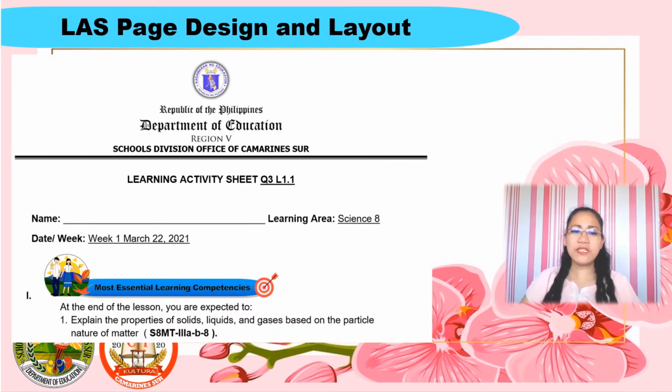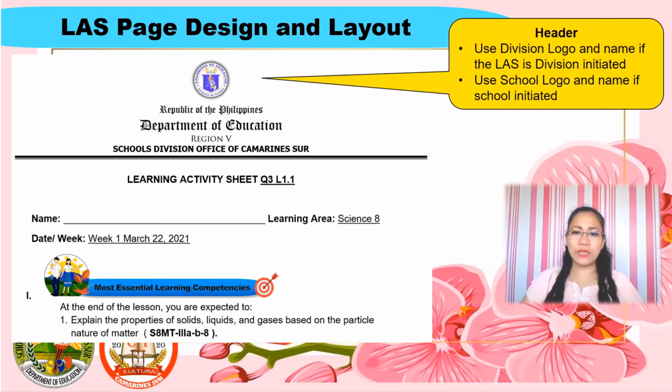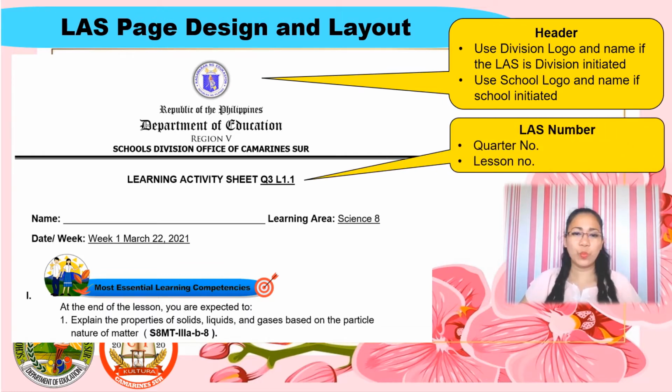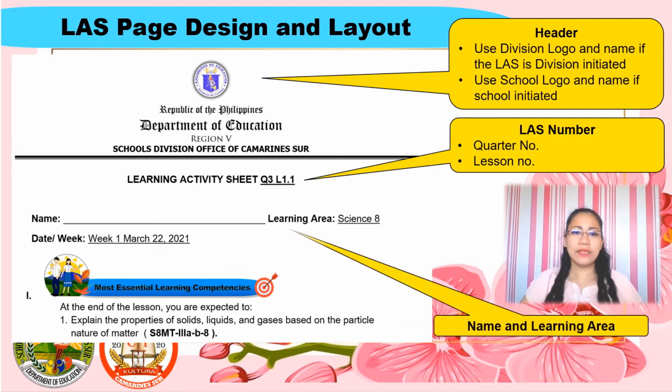This is the page design and layout of the learning activity sheets. For the header, use division logo and name if the LAS is division initiated. If not, use school logo and name. On the title of the LAS, indicate the LAS number. To be precise, write the quarter number and lesson number. Then, the name of the student, learning area, and the date and week number based on the MELC.